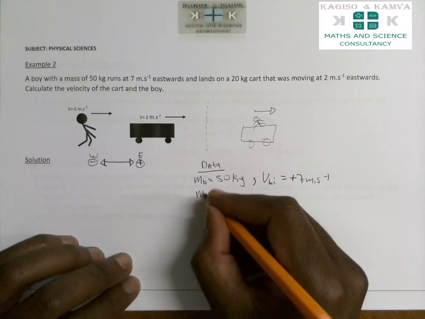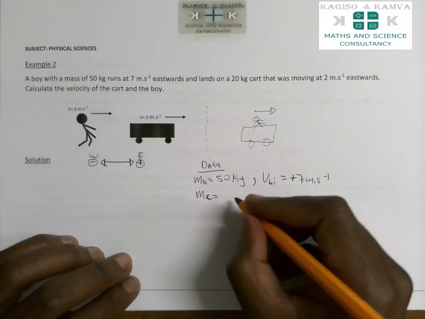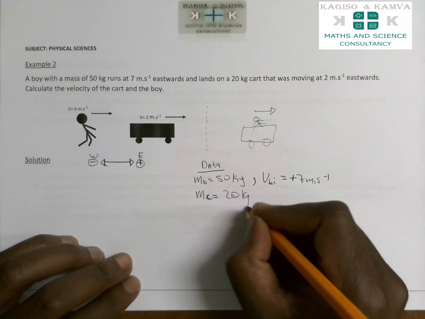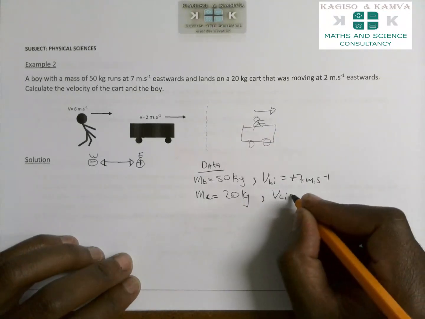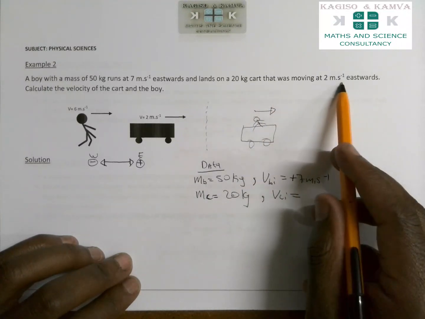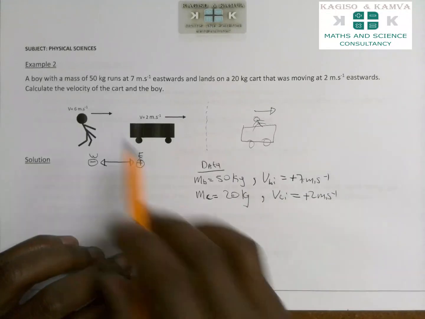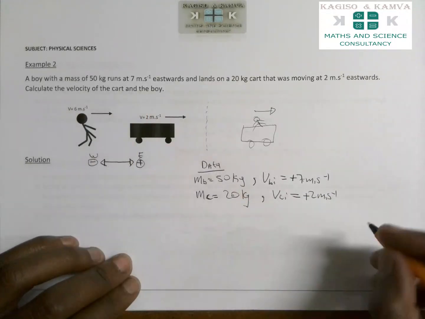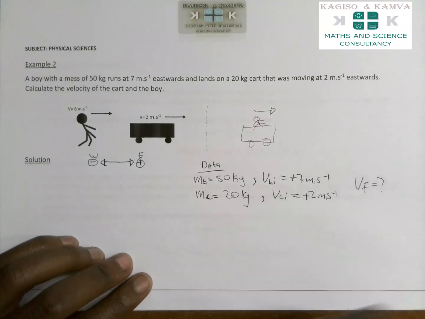We also have the mass of the cart. The mass of the cart is 20 kg. The velocity of the cart initial is equal to positive 2 meters per second. Calculate the velocity of the cart and the buoy. So we're actually looking for what? We're actually looking for VF.